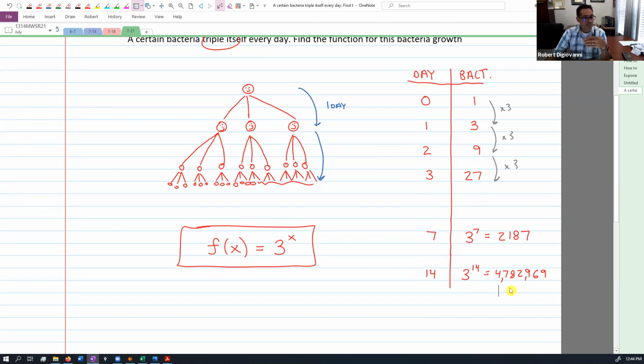Do you get the idea that exponential growth has to do with this idea of multiplying by a certain amount on each successive step, right? You could have doubling, which was the folding paper, that's 2 to the x. We could have a bacteria, which is 3 to the x. Understand?